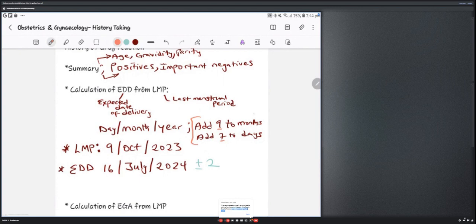Okay, see what I wrote here. Can you see this? There are just two rules. You add 9 months to the month you have. Okay, I didn't write it well. And then here also you add 7 days to the days.